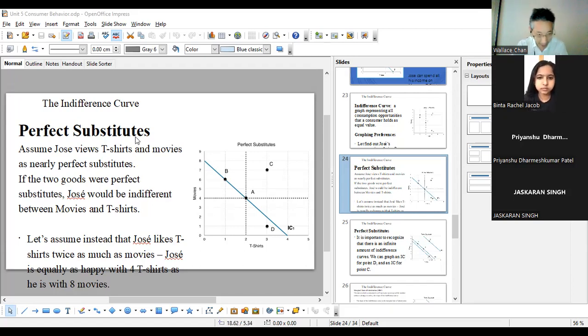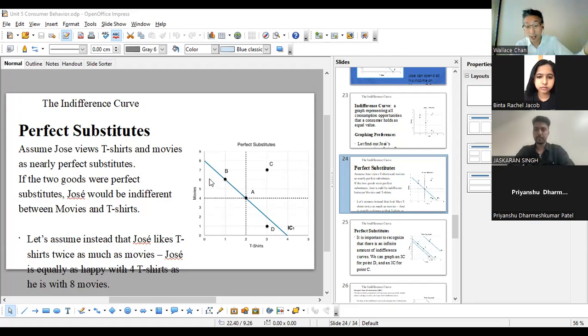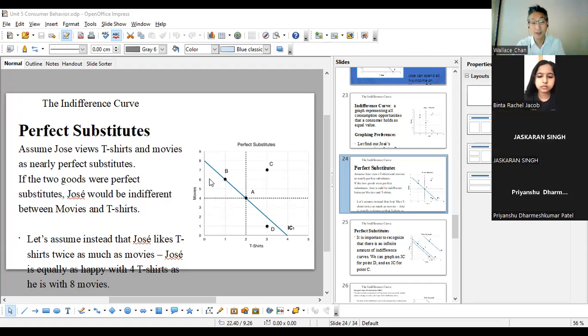Perfect substitute means, let's say Jose, right? Jose values two goods very much: t-shirts and movies. And according to Jose, they are almost like perfect substitutes. In other words, Jose is willing to give up 1 unit of movie in order to gain 1 extra unit of t-shirt. That's why the indifference curve is a straight line.